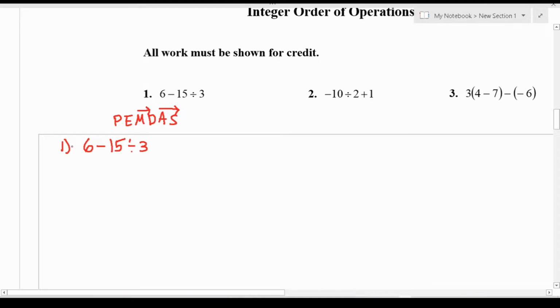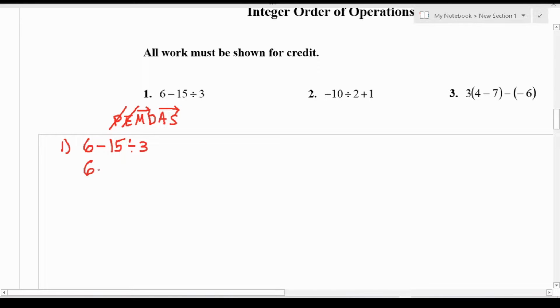So as I look at this problem, I'm scanning first for parentheses, and I do not see anything to work out in parentheses, so I can cross that out. Now I'm looking for exponents, and I don't see any in this problem as well. Then I'm looking for multiplication and division. I do have division, namely 15 divided by 3, as well as subtraction. As we can see, according to the order of operations, we do division before subtraction, so I'm going to go ahead and work that out as my next step.